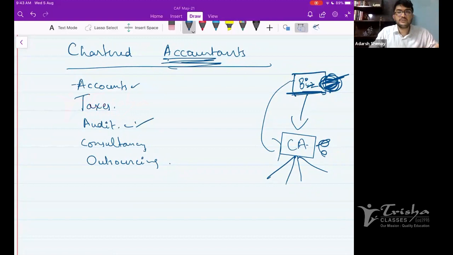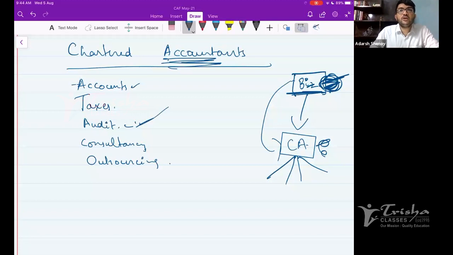In auditing, you have two types, which are statutory audit and internal audit. Statutory audit is as per government compulsion. Every company registered in India must get its books audited compulsorily as per the Companies Act. So now who audits it? As per the Companies Act, only a CA can audit it. So only a chartered accountant can audit it. That is why we call it a statutory audit.